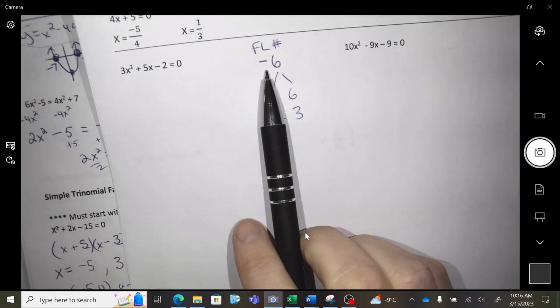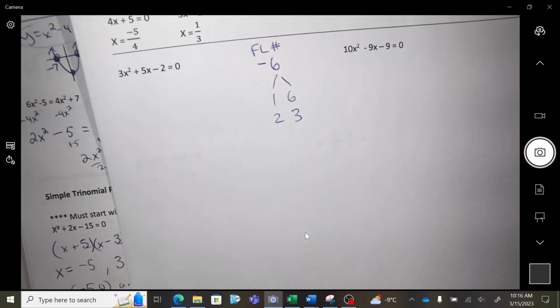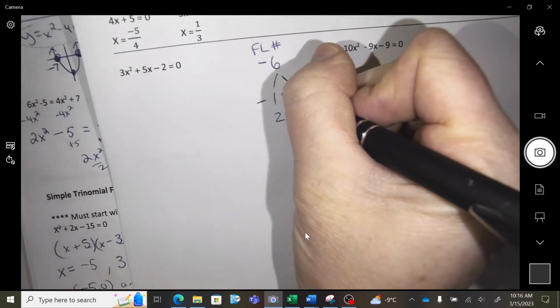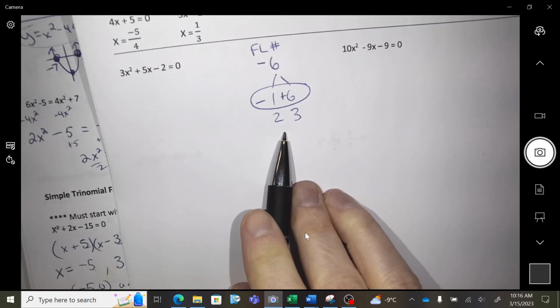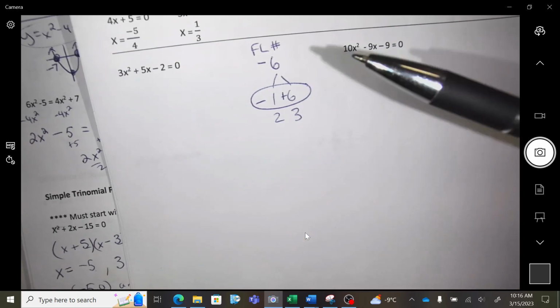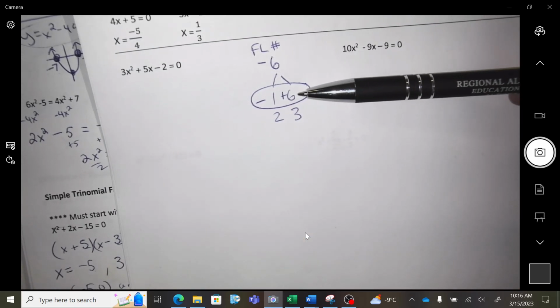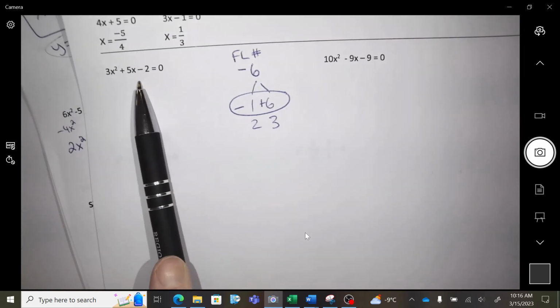What do I know about the signs? One has to be positive and one has to be negative, and it has to make a +5. So which set would you pick? -1 and +6. Do you see how tricky this could be? Because 2 and 3 could make a 5 as well, but the signs would be wrong. Okay, so check. Does this set multiply to that? Does this set add to that?